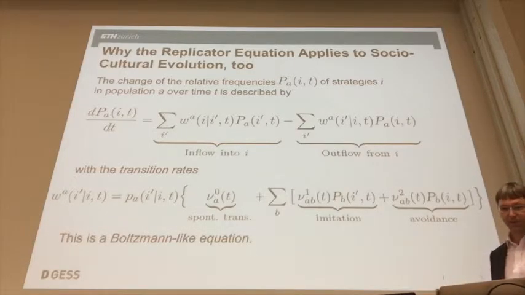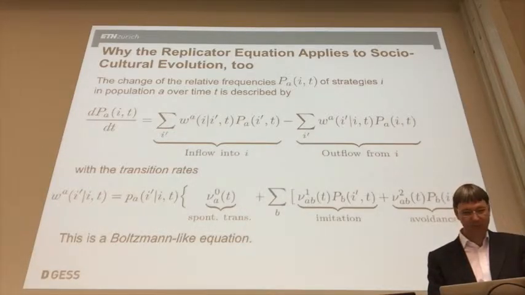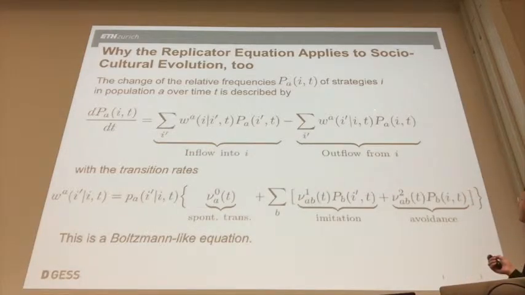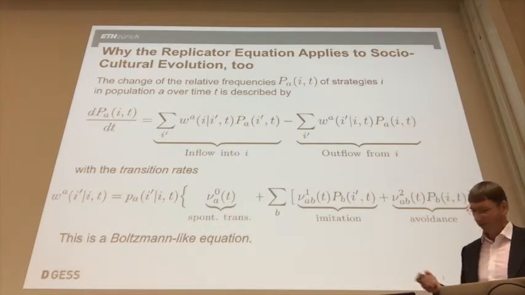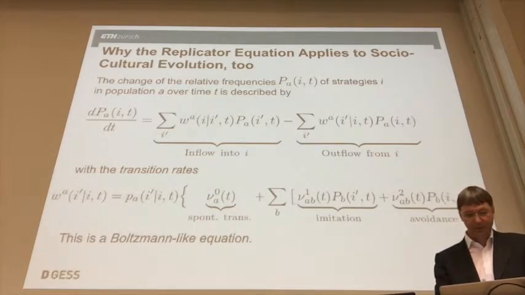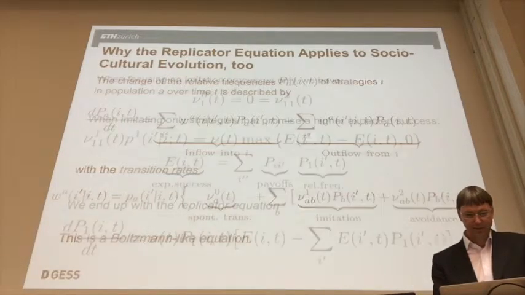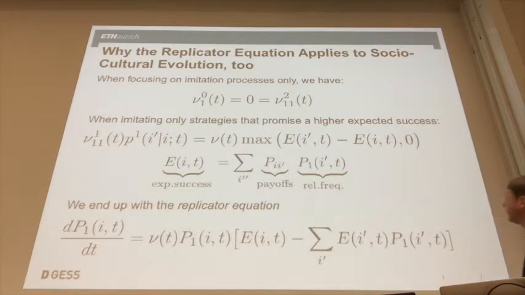And here I have made an assumption that there is a certain probability of changing from I to I prime. And these transitions could be of spontaneous nature, they could be induced by others. So we could have imitation or avoidance behavior, and because the relative proportion of these behaviors appears 2 times in this equation here and over there, this is something like a Boltzmann-like equation where P appears in a quadratic way, and that describes interactions.